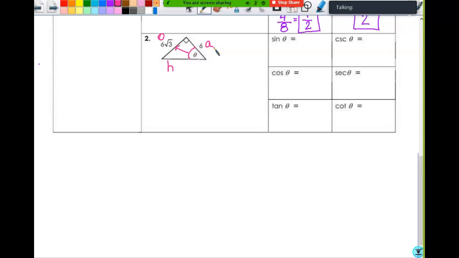Okay, I can use Pythagorean Theorem. So I will do 6 square root of 3 squared plus 6 squared equals h squared. Okay, so I know that 6 squared is 36. What is 6 square root of 3 squared? Or how do I actually find it? I will tell you, it is not 18. What is it? Or what numbers would I have to use to find it? What would I do?